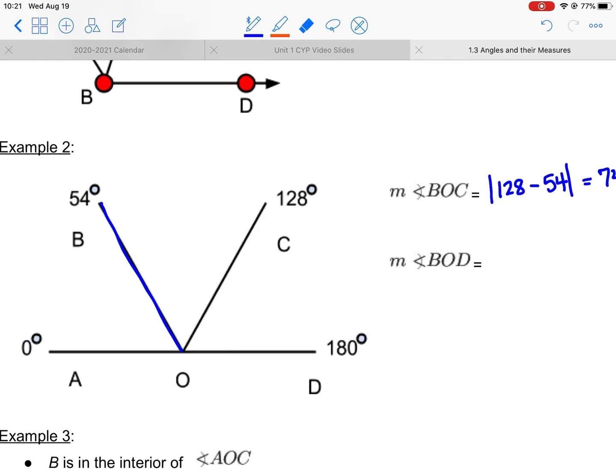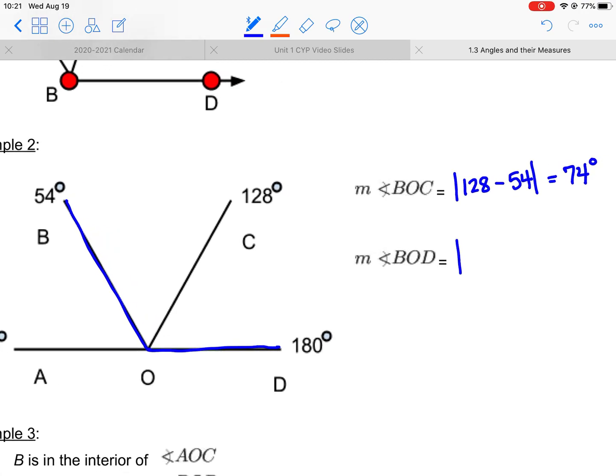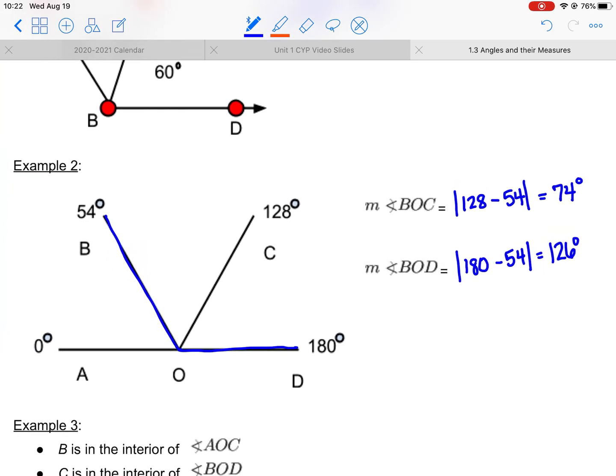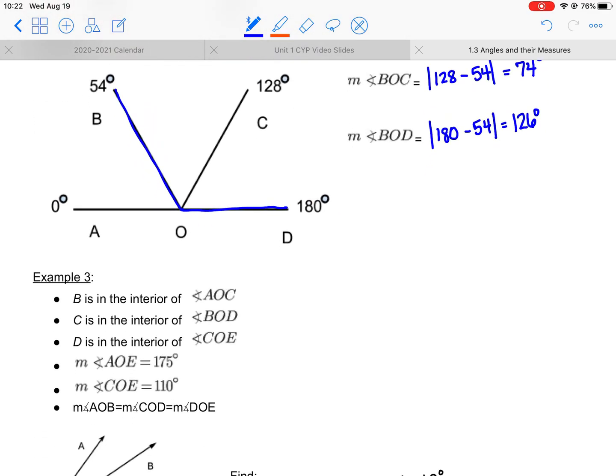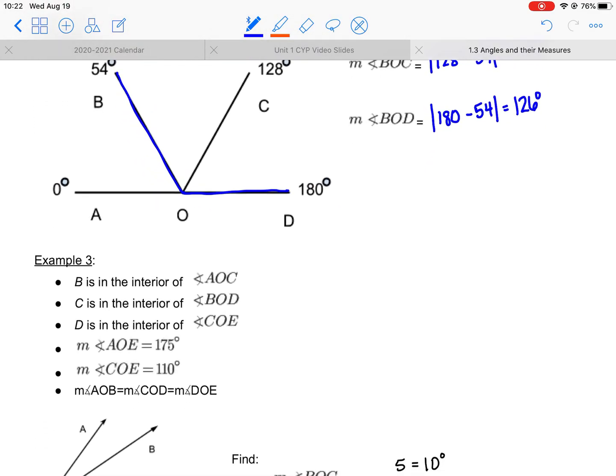The next one we're going to look at is angle BOD. For this one, the measure of the ray OD is at 180. And I'm going to subtract the measure of ray OB, which is 54. So if I subtract 180 minus 54, or I could do 54 minus 180 and take the absolute value, that measure is going to be 126 degrees. So we can use the protractor postulate to find the measure of angles if we have some measurements.